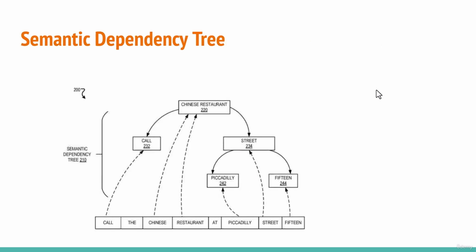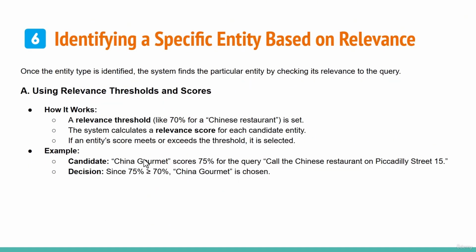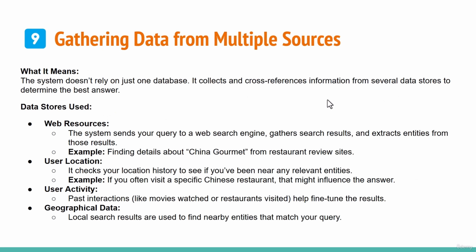This is our semantic dependency tree. Here, call has been broken down and separated, and Chinese restaurant has been separated. This forms a structure like branches where it continues to break down further. In this query, the root is the Chinese restaurant and the rest are its nodes. The entity with the highest relevant score is picked to provide the answer. Now, let's say multiple entities have a very high relevance score and meet the threshold. Then multiple entities are shown. Furthermore, this entire system retrieves data from multiple sources, web resources like articles, user location, where the user often goes, user activity, what searches they have performed before, and geographical data such as local search data.